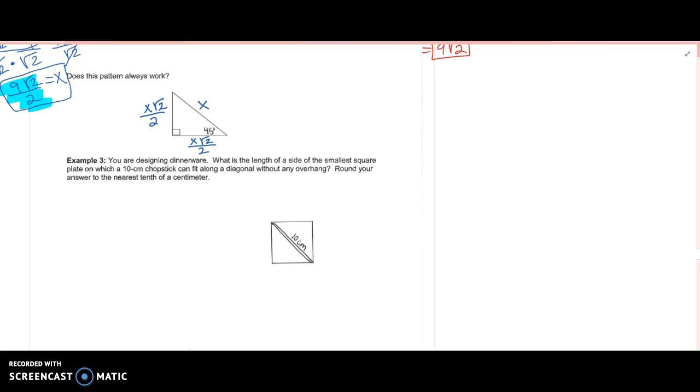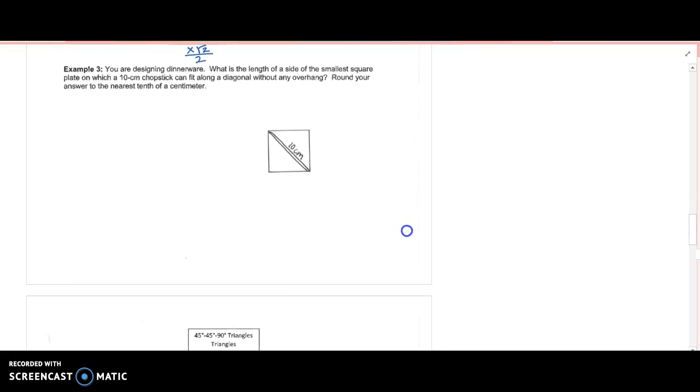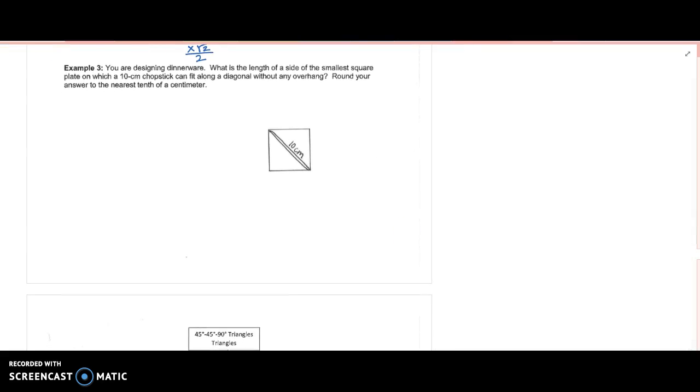Let's dive into a word problem. You're designing dinnerware. What is the length of the side of the smallest square plate on which a 10 centimeter chopstick can fit along a diagonal without any overhang? So we have a square dinner plate. I like square dinner plates. I think they look nice. And then here's my little red chopstick, right? All right, so round your answer to the nearest tenth of a centimeter.